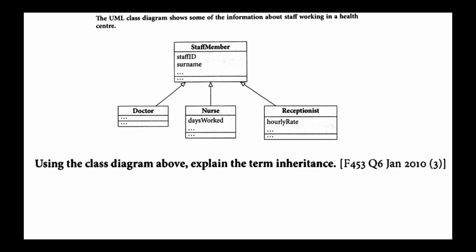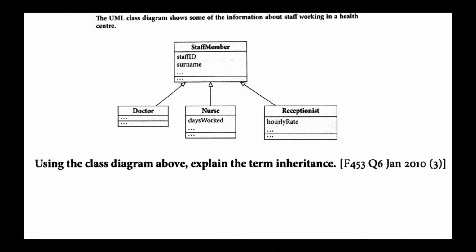Right, same again, pause the video if you want to have a go at this. A UML class diagram shows some of the information about staff working in a health centre. Staff member, staff ID, surname, then doctor, nurse. Nurse has the days worked, receptionist has the hourly rate.